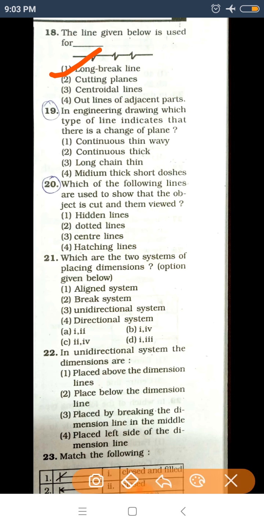In engineering drawing, which type of line indicates that there is a change of plane? Continuous thick line. Which of the following lines are used to show that the object is cut and then viewed? Hatching lines. Which are the two systems of placing dimension? Aligned system and unidirectional system. Answer will be 21D. In unidirectional system, the dimensions are placed by breaking the dimension line in the middle.